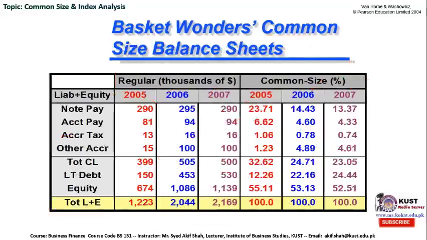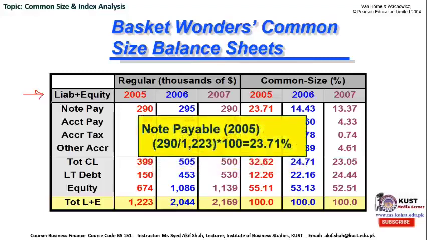Now let's do the common size analysis for the liability and owner equity section as an example. How can this value be calculated? Let's take the first head of account, which is notes payable. We can simply divide the notes payable amount, which is 290, by the total assets, which was 1223. By using this formula, we have arrived at the percentage of 23.71. It means that our total notes payable are 23.71% of the total assets of the company.